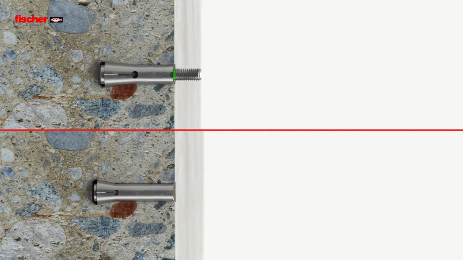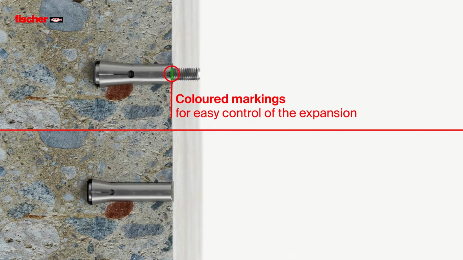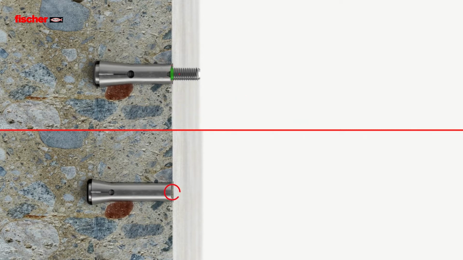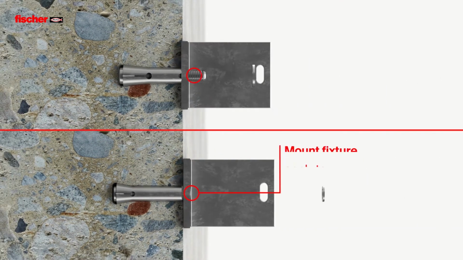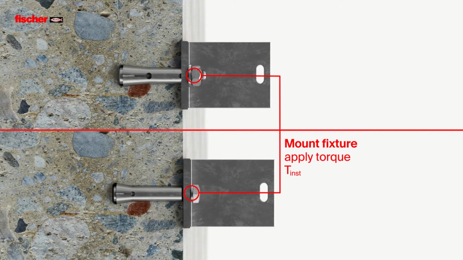The correct expansion of the anchor is easily confirmed through the coloured marking on the thread of the tapered bolt. In other words, a gap of 1 mm. Finally, the fixture is mounted using a torque key.